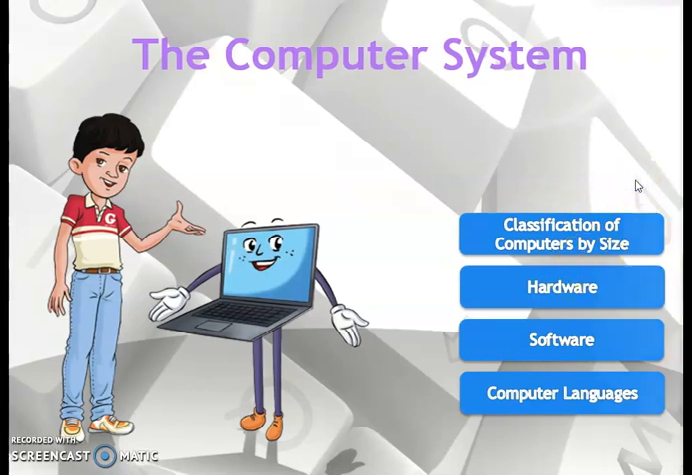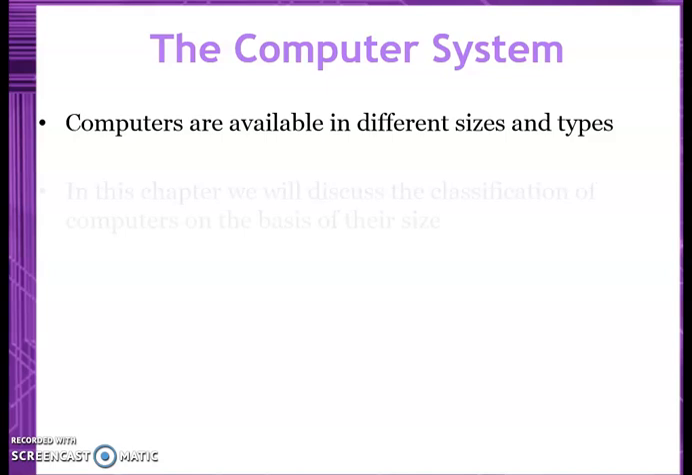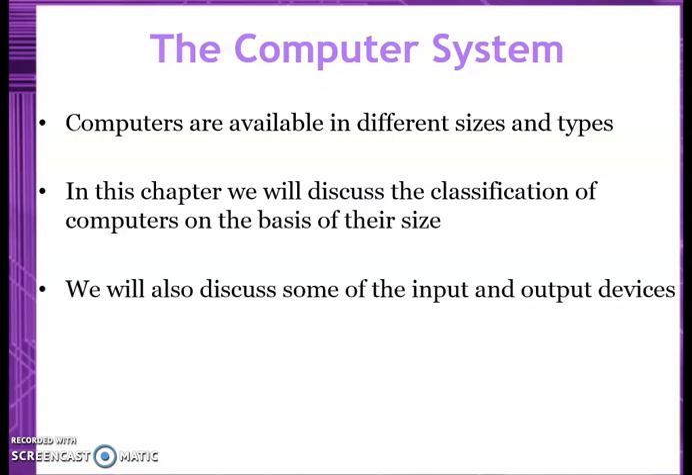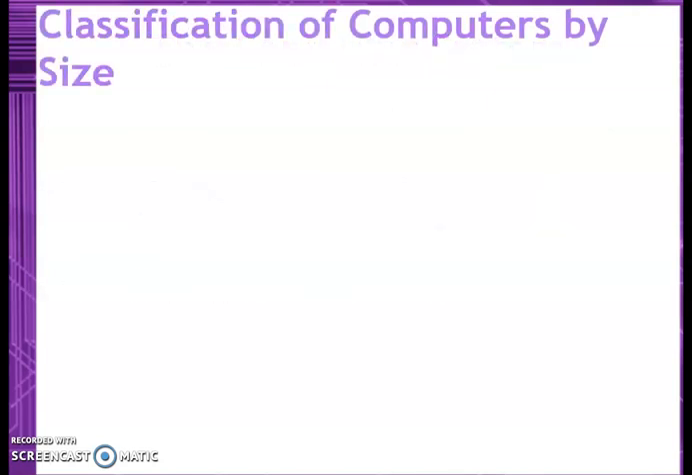So our very first slide is computer system. As we discussed in every chapter and every discussion, computers are available in very different sizes and different types. So in this discussion, we will discuss the classification of computers on the basis of their size, how computers are classified just because of their size. We will also discuss some input devices and some output devices.